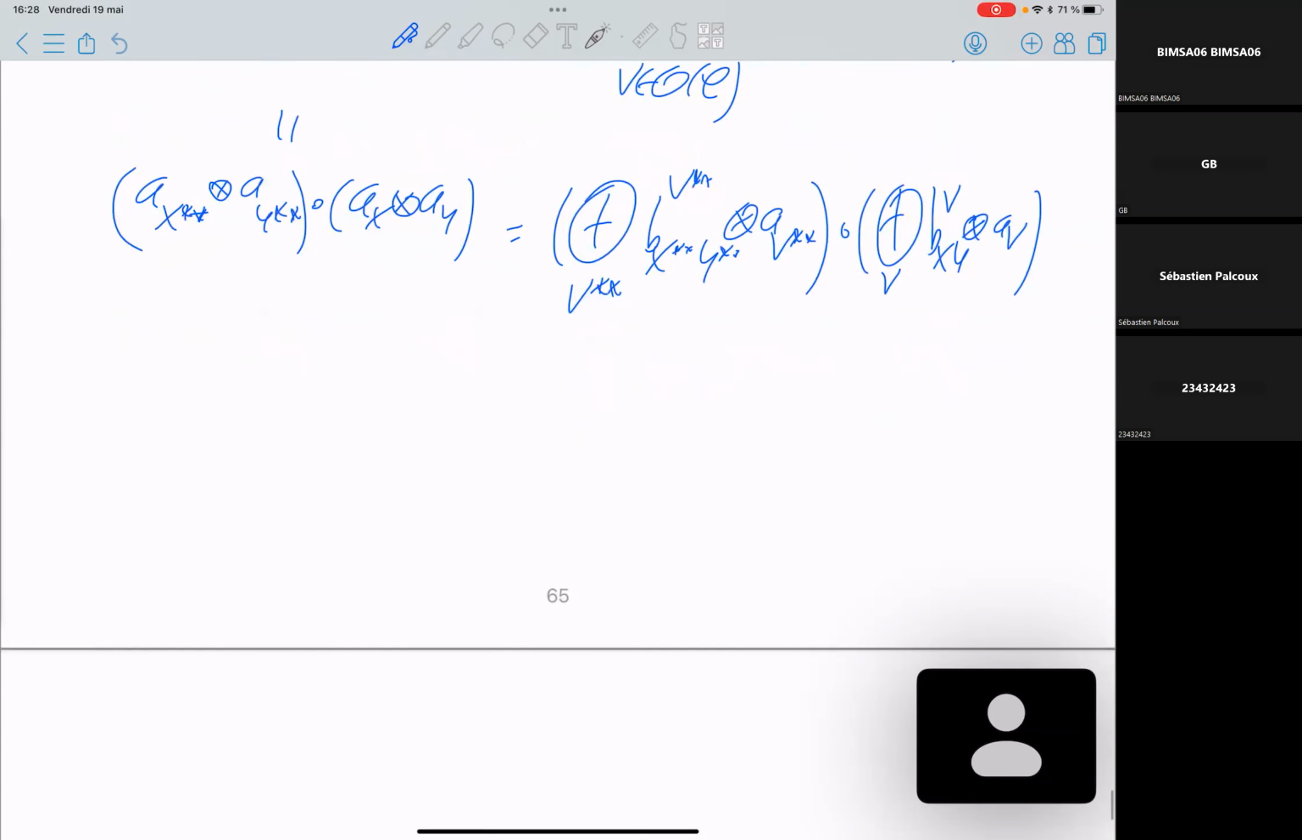Okay. So it's equal to the direct sum over V of B_V, like that. Compose B_{X,Y}, B, tensor A_V^* A_V. Okay.